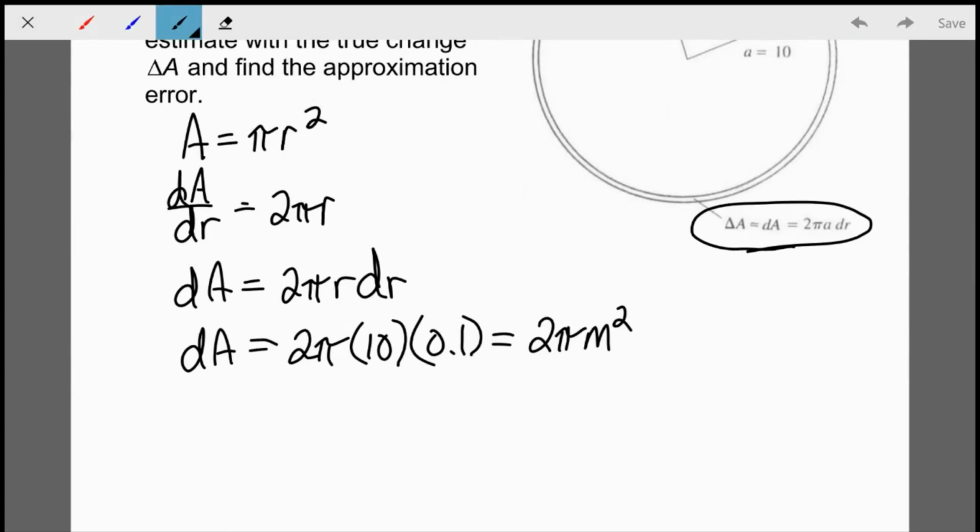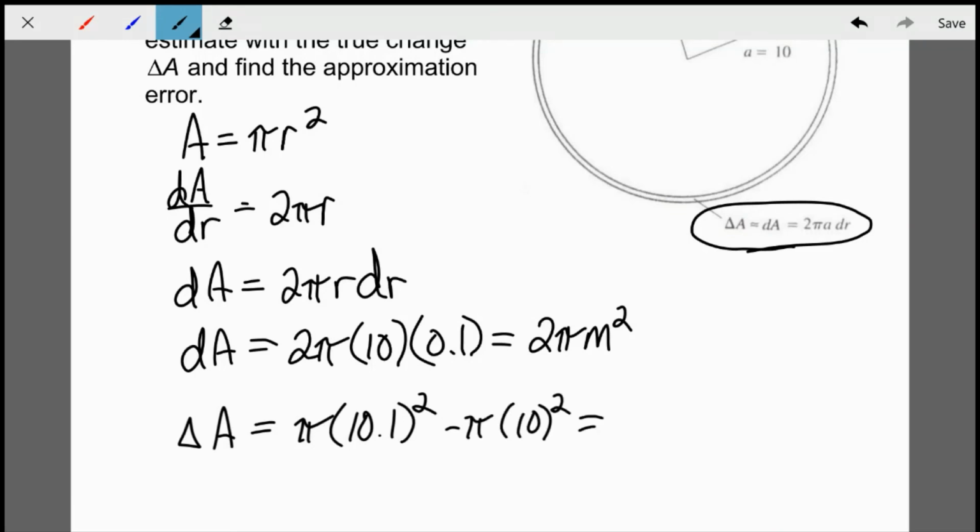Okay, so that's my linear approximation for the change in the area. Now, the other thing they wanted us to do is look at what's delta A. This is the actual change in the area. So the area of the larger circle would be pi times 10.1 squared. So that's the area of the large outer circle in that diagram, minus pi times 10 squared. So this is my actual change in area. It's about 2.01 pi meters squared.